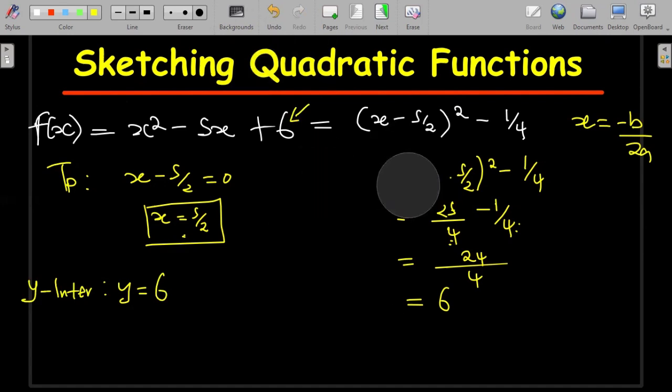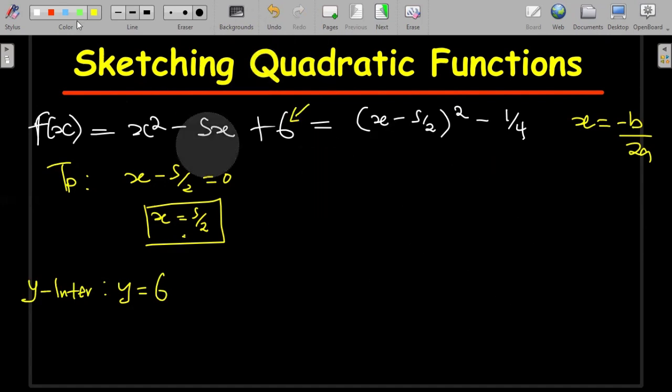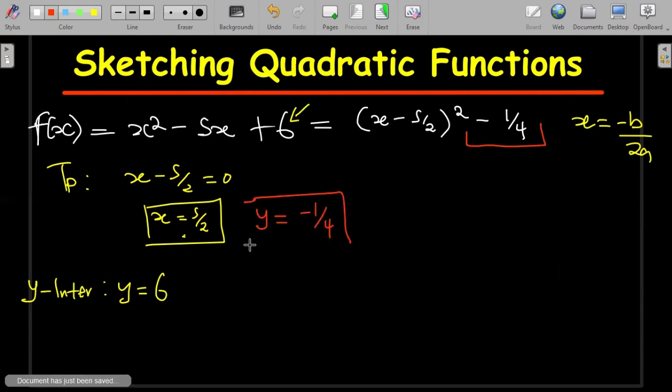Now how do we get the y coordinate of the turning point? I just said you get whatever is there. So y is equal to minus 1 over 4, which is the same value that we got for the y coordinate of the turning point. So the turning point is just this, comma this. The y-intercept is this.